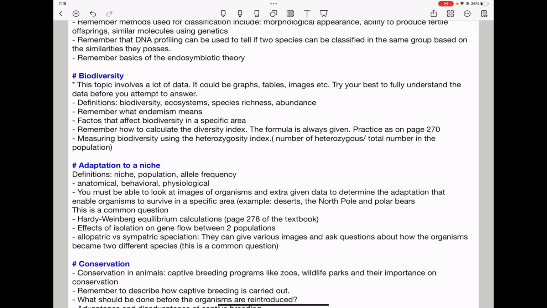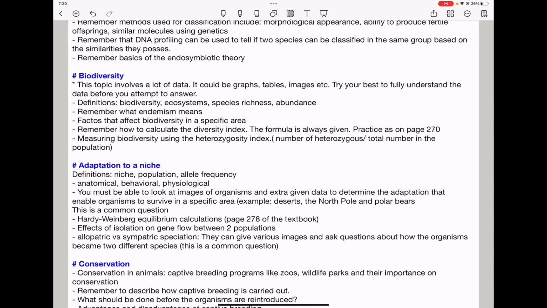Moving on to biodiversity, this topic involves a lot of data, and the data could come in the form of graphs, images, tables, and so on. So please try your best to fully understand the question before you attempt to answer. They could bring definitions like what is biodiversity, what are ecosystems, what is species richness, what is abundance, and so on. Remember to make sure you fully understand those definitions.